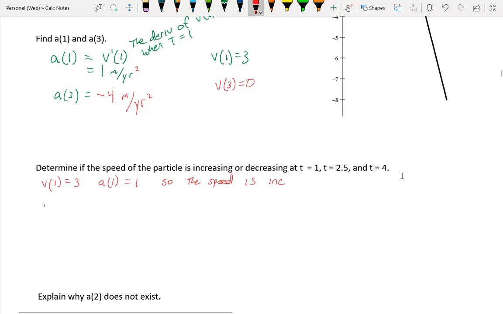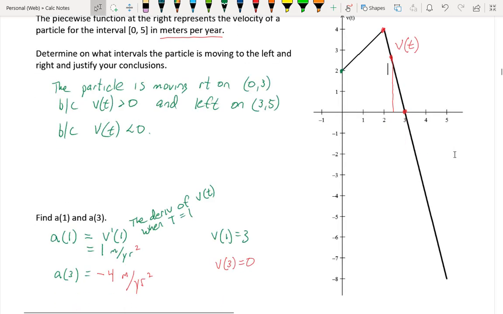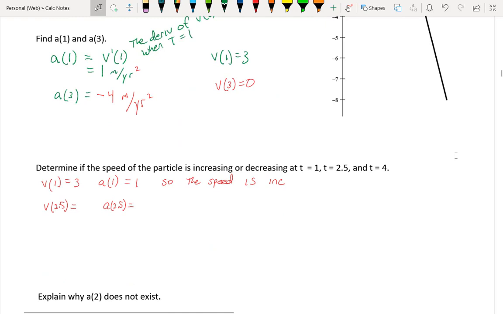Okay, so at 2.5, v of 2.5 and a of 2.5, we're going to have to find those, so I'm going to have to go back up and use my graph for this. So v of 2.5, so here's 2.5, and it looks like I'm up somewhere around here if I draw my line straighter. So that v of 2.5 looks like it's 2.5, if I'm right there. So velocity at 2.5 seconds looks like it's 2.5.